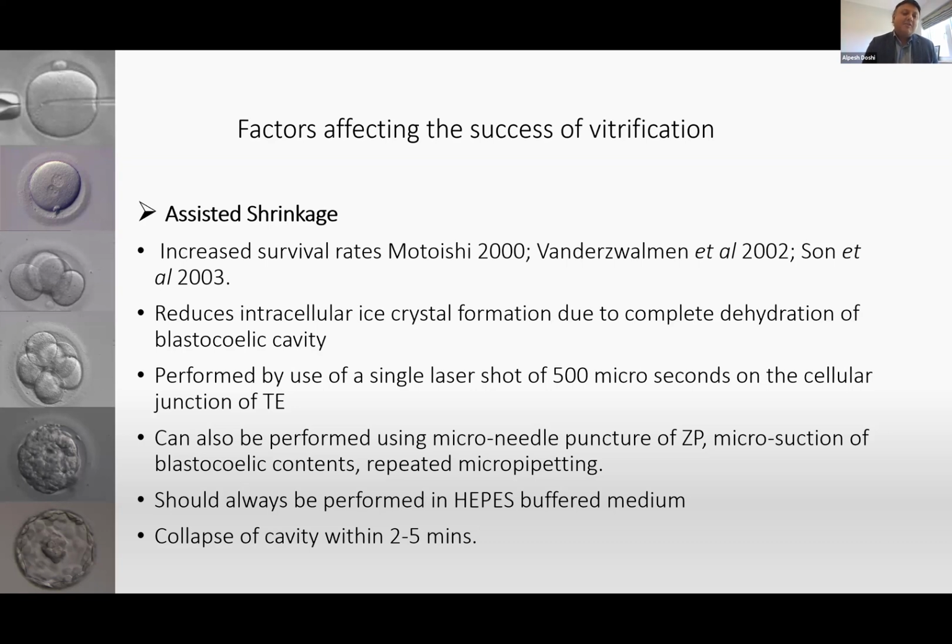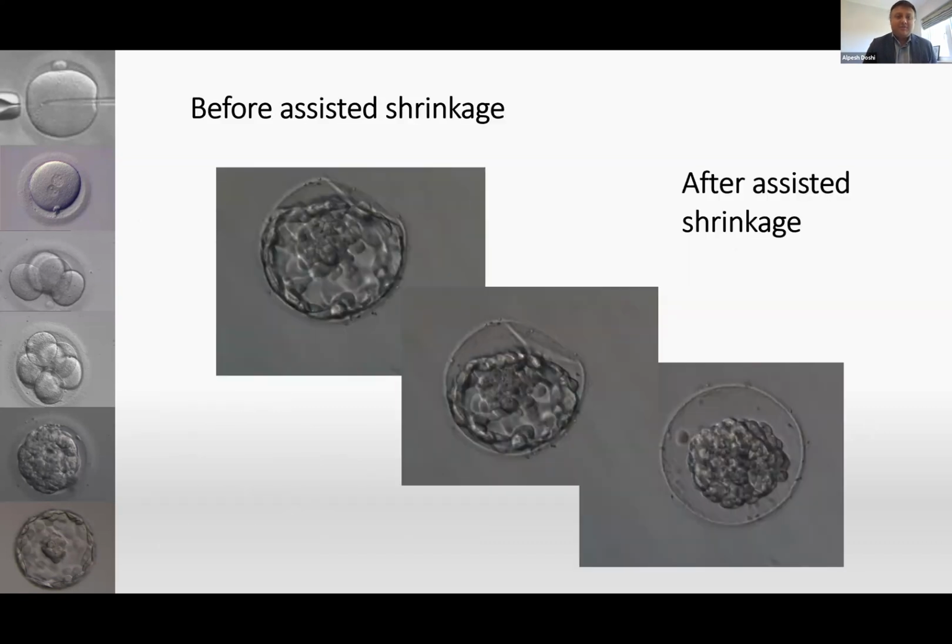After collapsing, you want to leave the embryo for 2 to 5 minutes before starting vitrification. So this is just the image of the embryo. You can see that on the top there, a pulse has just been applied, and within 5 minutes, the embryo totally shrivels up and releases all the water.